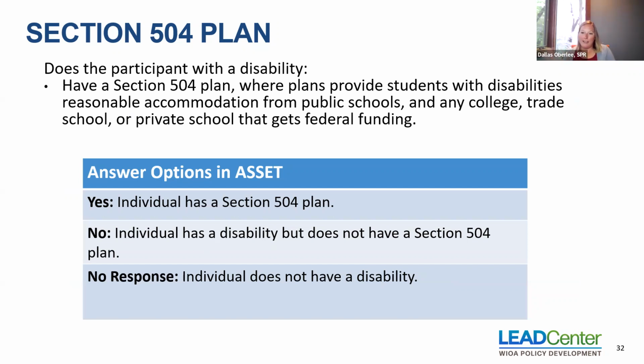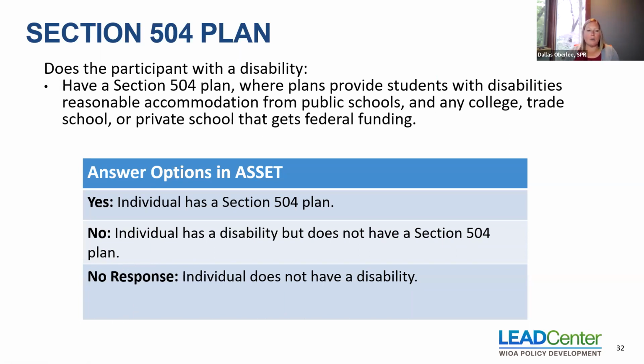Yeah, so 504 is the last disability related data element, and it does have to do with the section 504 plan. So again, it's asking if an individual has a section 504 plan, and these are plans that provide students with disabilities reasonable accommodation from public schools or colleges. So again, it's part of the Rehabilitation Act. So it's really seeing if they're being able to provide that accommodation for individuals with some of those qualifying disabilities, and really trying to outline how the individual specific needs will be met through accommodation or modifications to services for them. So again, the answers that are available are yes, if the individual has a section 504 plan, no, if they have a disability but do not have the section 504 plan.